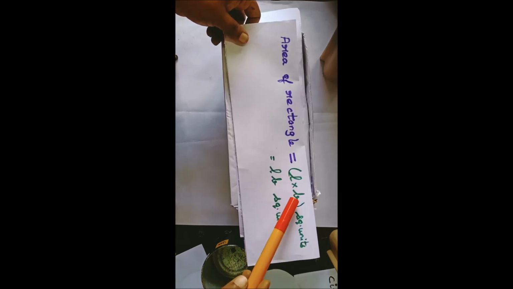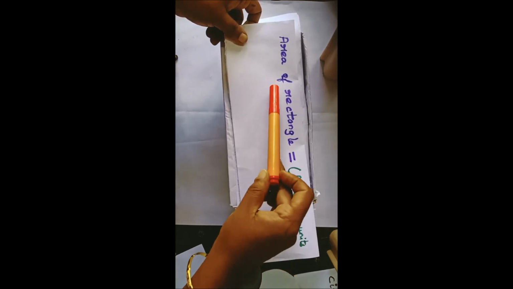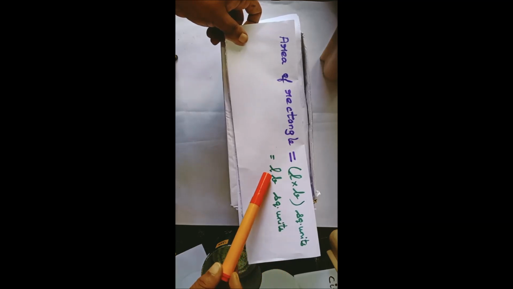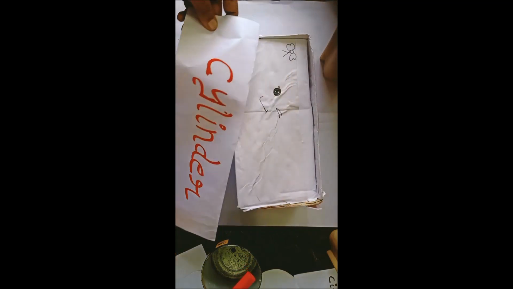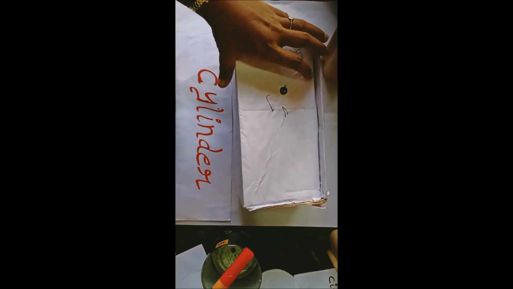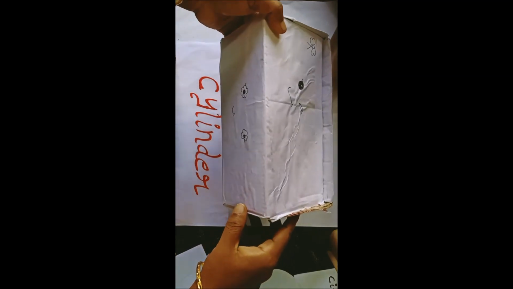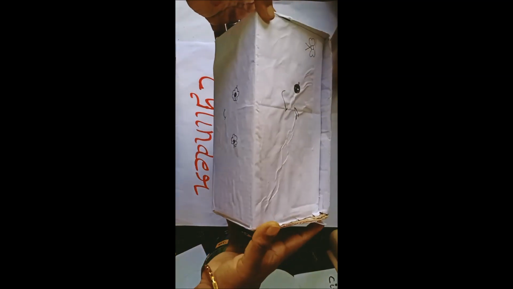So L into B square units is the area of rectangle. Shortly, you may also write LB square units. Now we are going to discuss cylinder. Before that, we have already seen the cube and cuboid. In the case of cube and cuboid, we discussed the TSA and LSA.